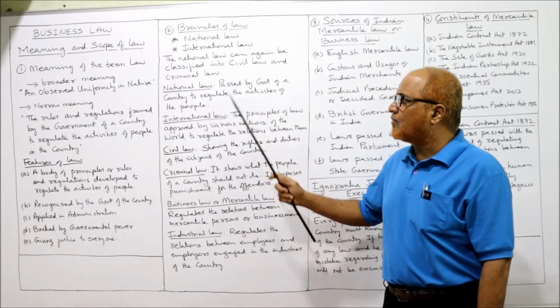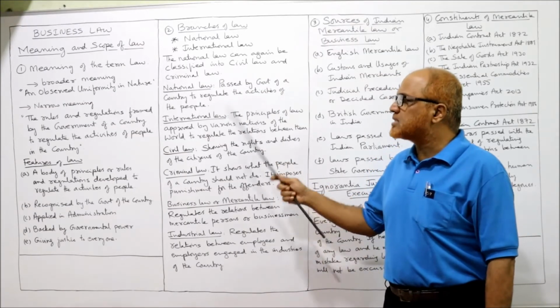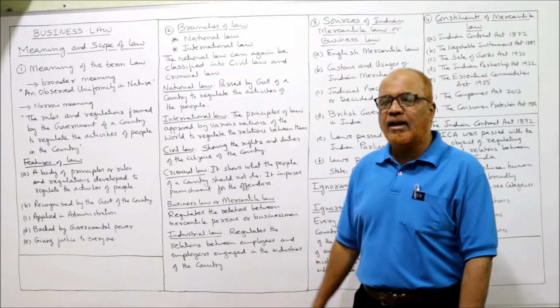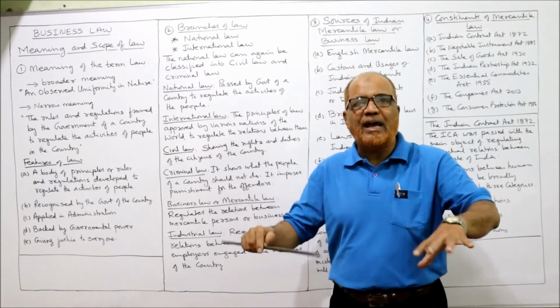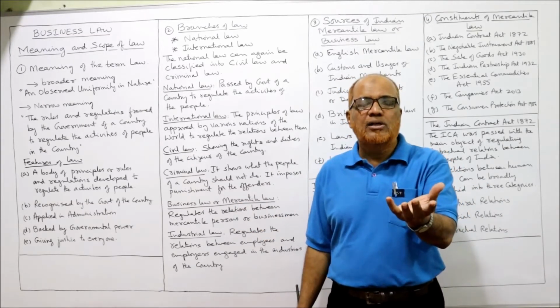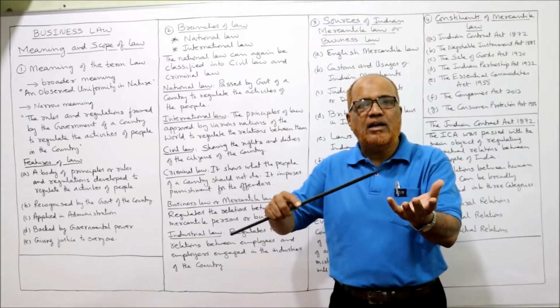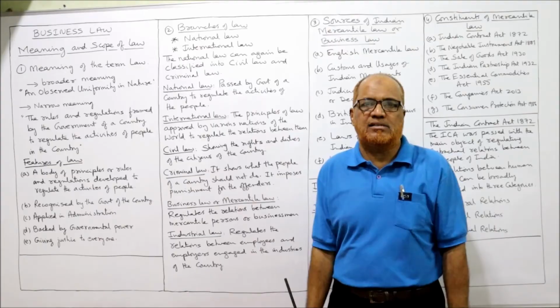The first branch of law is national law. National law means law passed by the government of the country to regulate the activities of the people. The law which is framed by the government of a particular country so that it will be applied, it will be implemented on the people of the country in their activities.